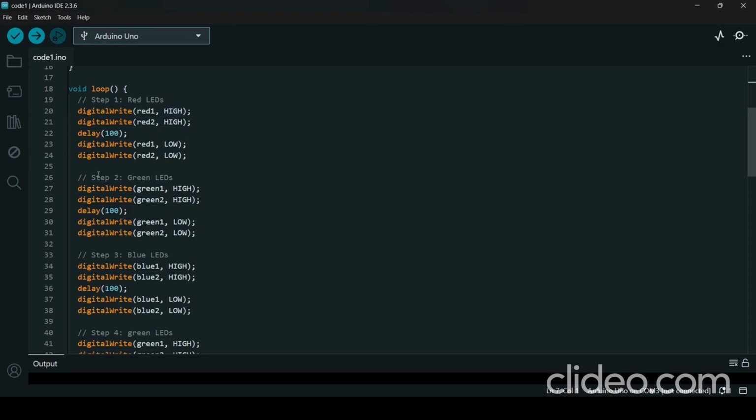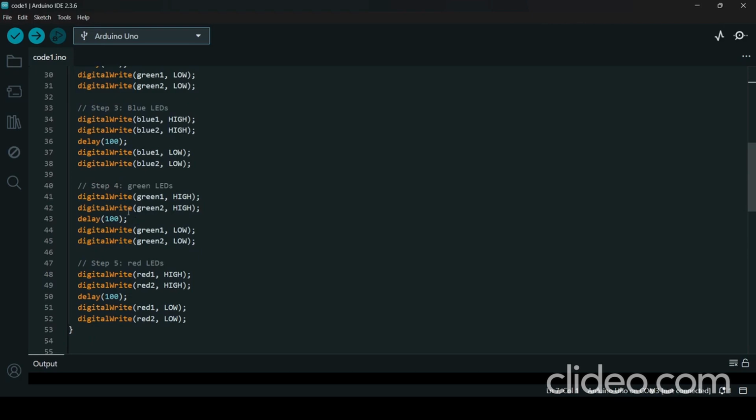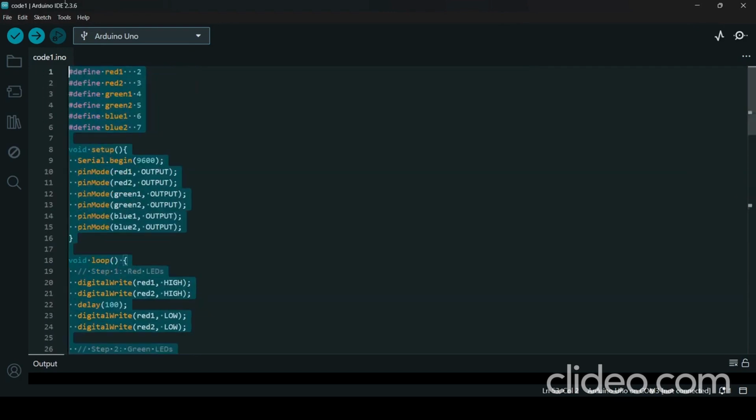Then in step 2, I am writing high and low values to the green LEDs, then the blue LEDs, and after step 3, I am going in the reverse direction. That is, in step 4, again I am using the green LEDs, and lastly I am using the red LEDs. Okay, so this is the complete code for the LED blinking using the digital pins.